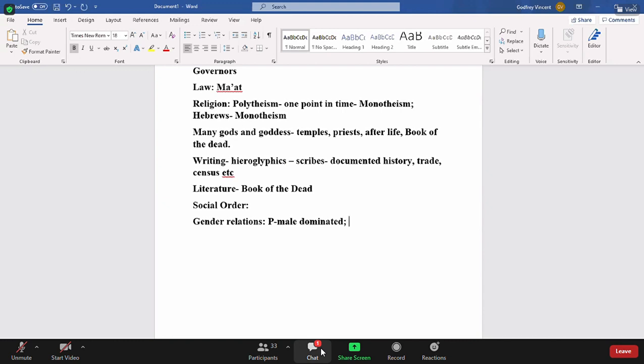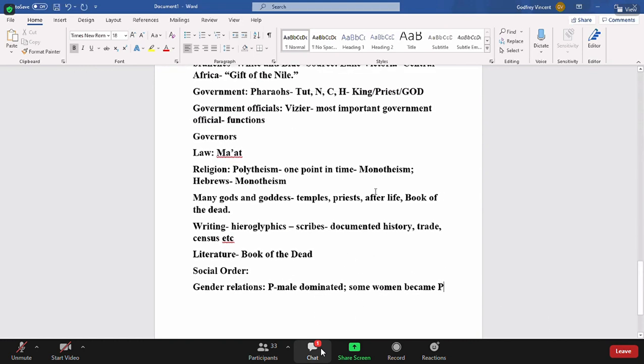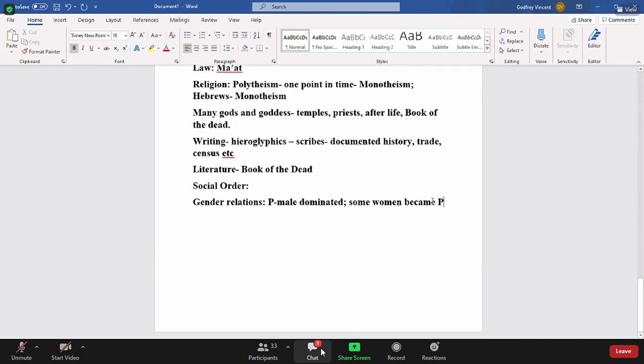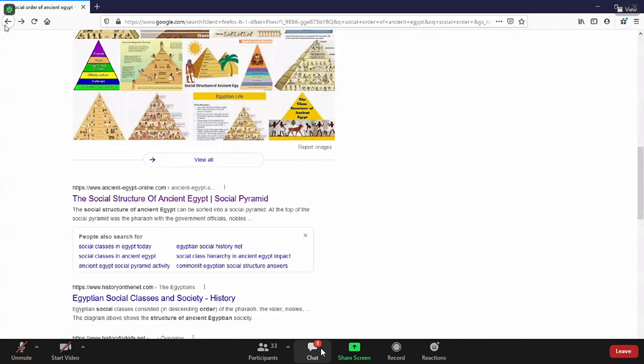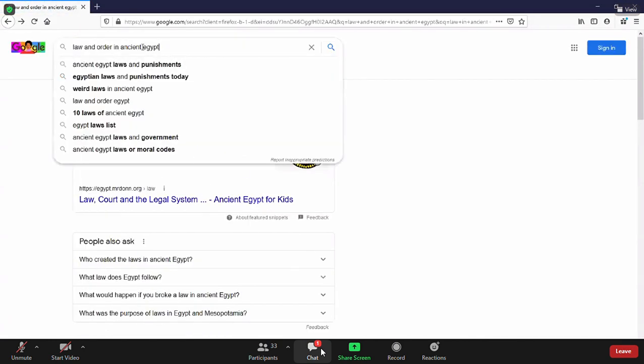But the difference is that some women became what? Pharaohs. This did not happen in Mesopotamia. And that's a big difference if you compare and contrast the two civilizations. We know we had Cleopatra, Hatshepsut, right? Nefertiti. And if you want to know about that, you go and do your research.